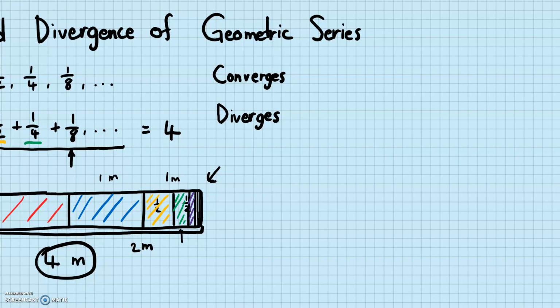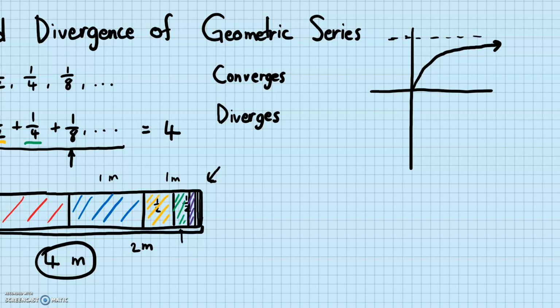Let's say we have a graph. A converging geometric series would look something like this. It would go up, and it would keep going up, but it won't go past a certain value. It converges to this value here. It keeps going up this way, but it never actually crosses that line. This is an example of a converging series.